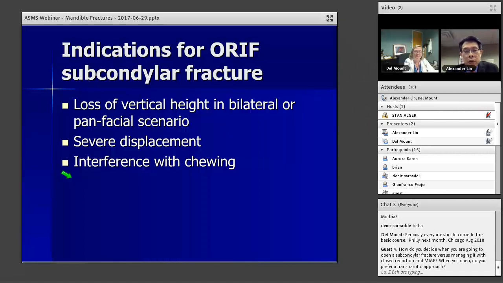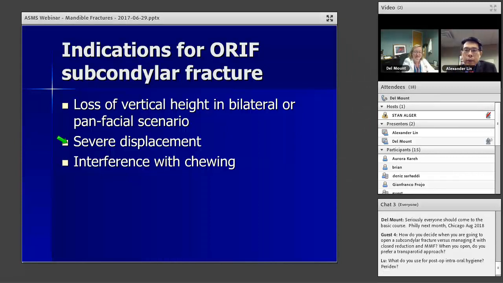And finally, we do talk about... Can I make a comment, please? Alex? I would totally agree with that, but if you do have a bilateral subcondylar displaced fracture, you don't actually have to open both sides. You only do one side, because that's going to give you the post to keep your facial height where it needs to be. So don't risk the facial nerve and double your risk of a facial nerve injury. Just do one side. Exactly.